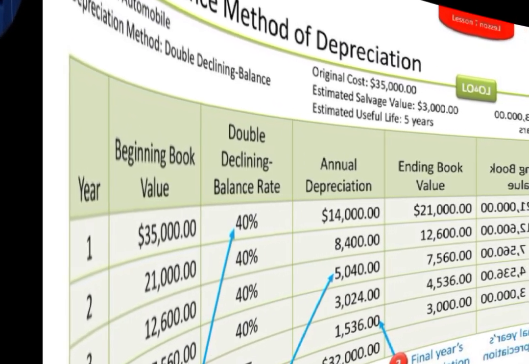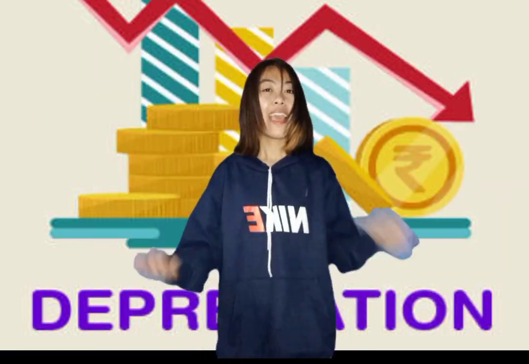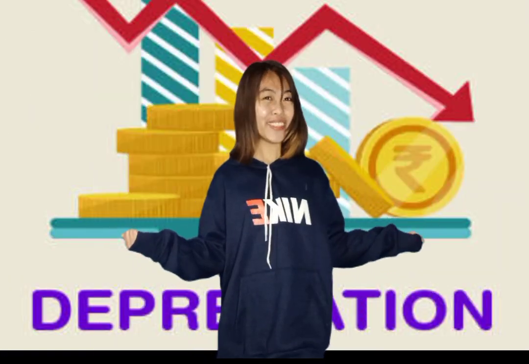In terms of book value and accumulated depreciation, it is also similar to the formula in a straight line method. The only difference between the two, the straight line method and the declining balance method, is in terms of their annual depreciation value. And that's all about depreciation.